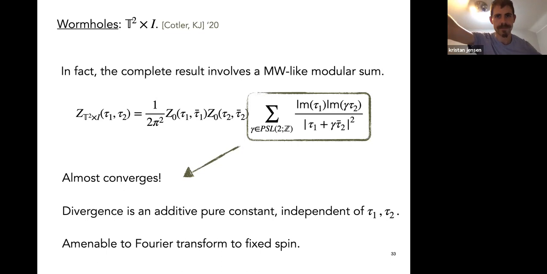And what that means in practice is that, if you want to get a sense of what this thing is, just Fourier transform to fixed spin. As long as you're working at spin not equal to zero, you'll get a completely finite, well-defined modular sum. And at spin equals zero, there's just going to be a constant divergence, which is easy to pull off.